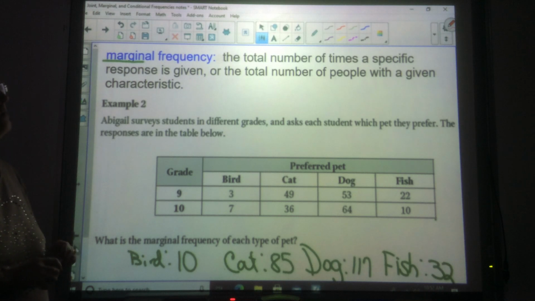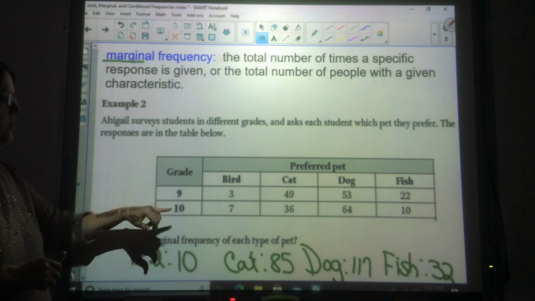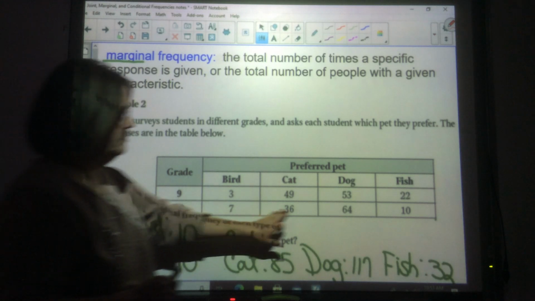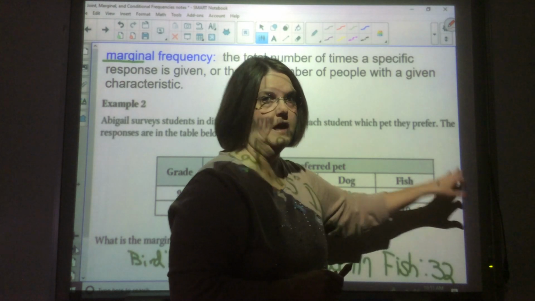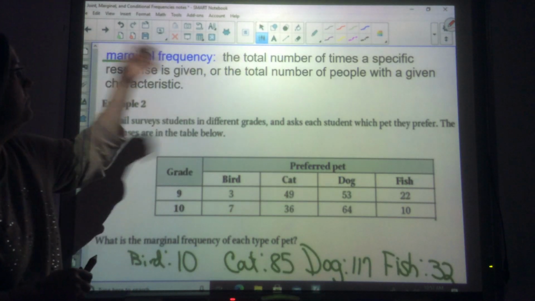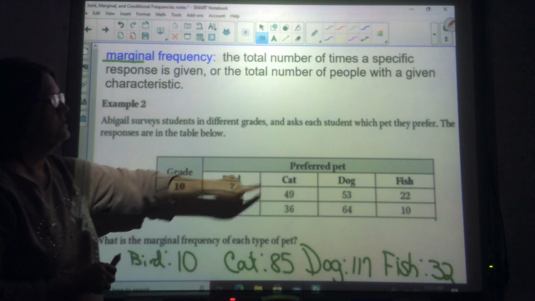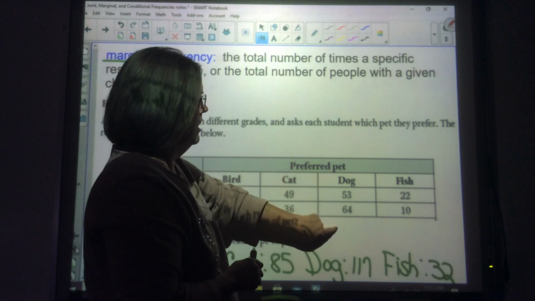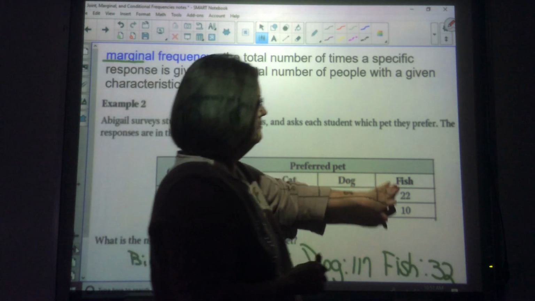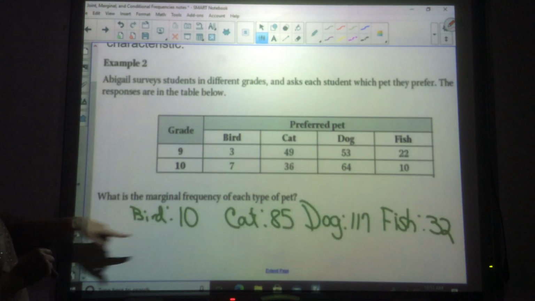It is the total number of times a specific response is given or the total number of people with a given characteristic. So when I did 10th grade, that's the total number of people who were in 10th grade. 9th grade, total number of people who answered the survey in 9th grade. Then it says total number of times a specific response is given. Total number of birds, 10. Total number of cats, 85. Total number of dogs, 117. Total number of fish, 32. It's that simple. You just add them up, and I wrote it down here.